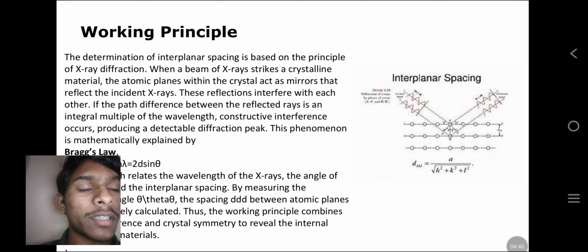Interplanar spacing, we can see here. The formula: d equals a divided by the square root of h squared plus k squared plus l squared.